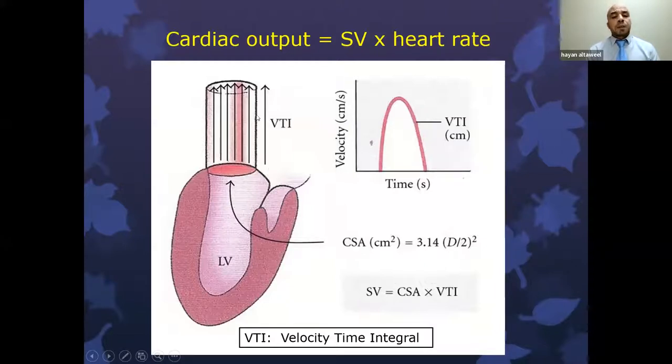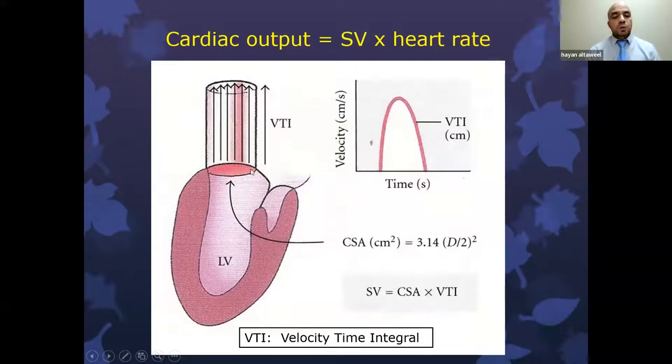So if we are able to measure and estimate this amount of blood going out of the left ventricle through the left ventricle outflow tract, which is the LVOT, we will be able to estimate the stroke volume. And this amount of blood is equal to this cylinder, this column. So if we can estimate the size and the volume of this cylinder, we can estimate the stroke volume itself.